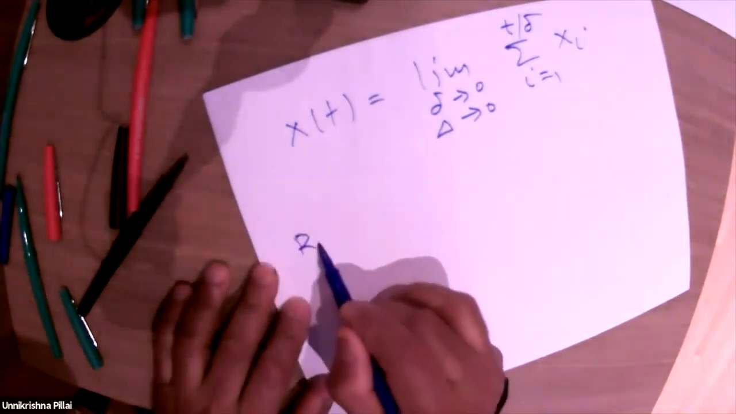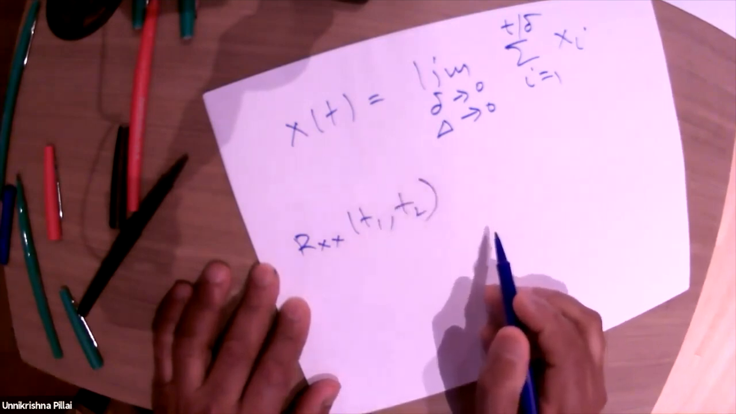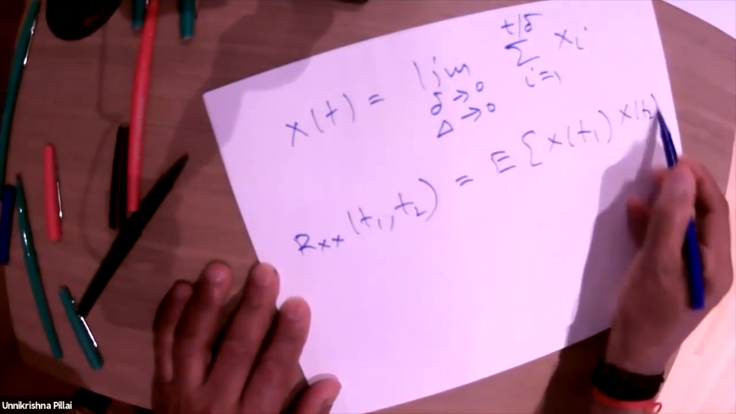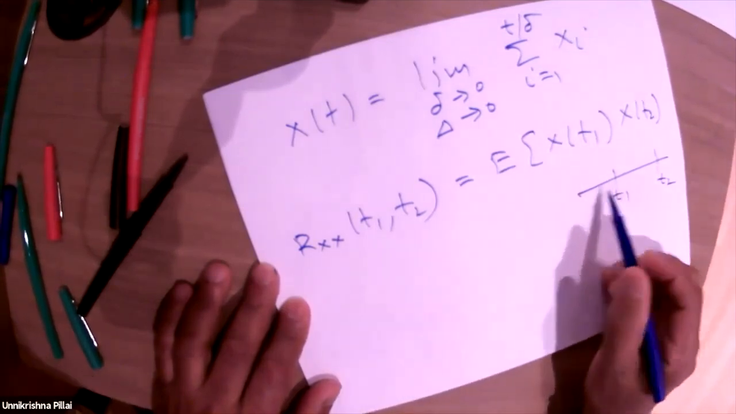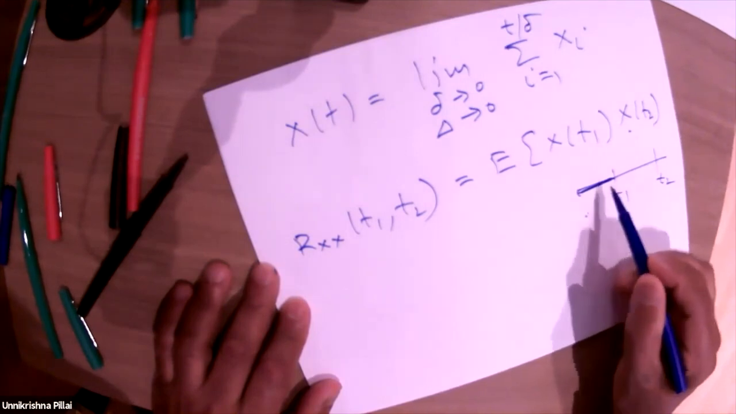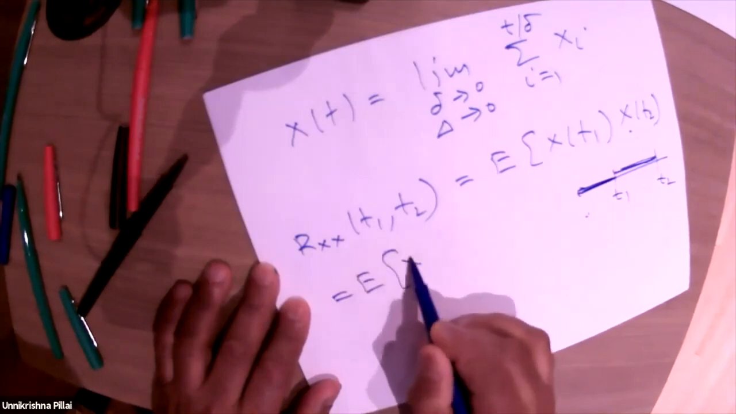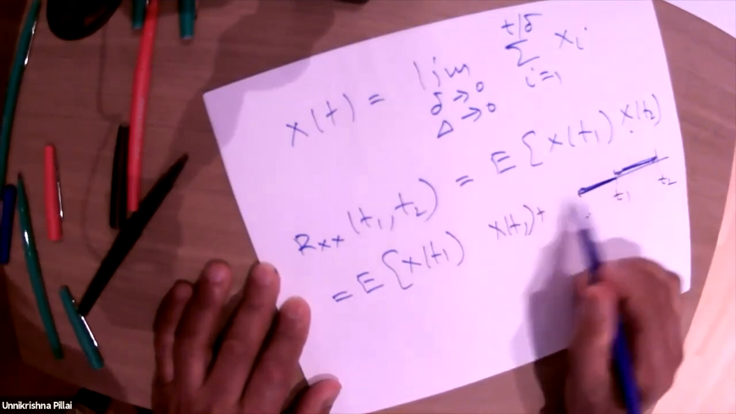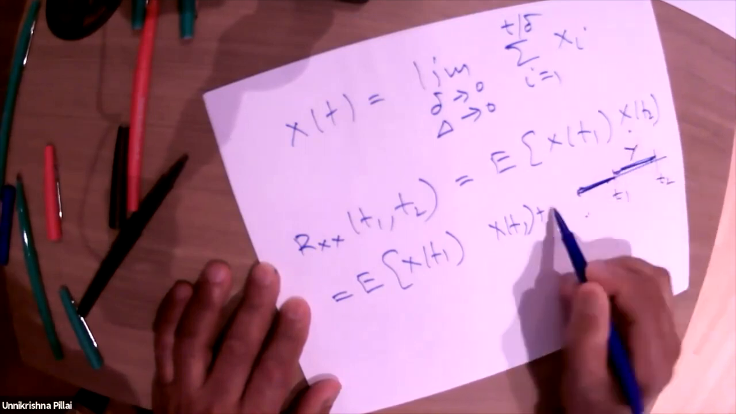So let's see what is Rxx of t1 comma t2. This is the expected value of X(t1) multiplied by X(t2). Let's do it for t1 here and t2 here. X of t1 is the number of events up to here. X of t2 is the number of events from here to here and here. So I can write X of t2 as X of t1 plus whatever is going on between t1 and t2. I'm going to call this by some other random variable Y.